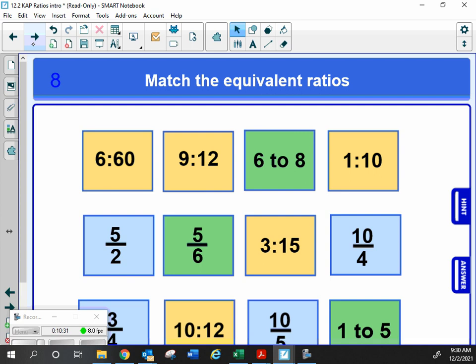I'll do one with you. Okay, so let's find one that we can simplify. What's one that you can see? Let's raise a hand. Which one do you see I can simplify? Hannah, what can I simplify? 6 to 60. 6 to 60. What could I divide them both by? 6. Divide them both by 6, and so that's the same thing as 1 to 10.